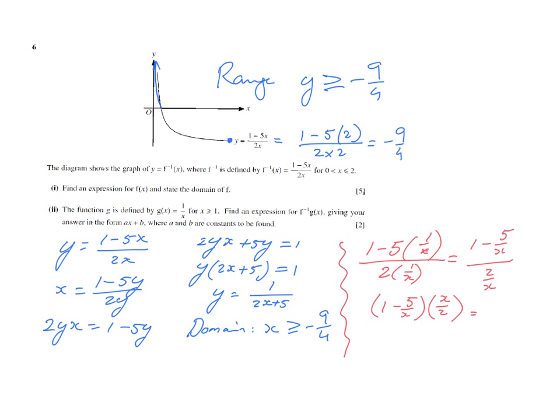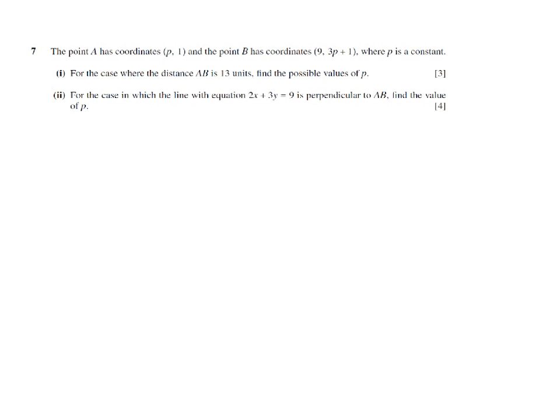There we go. So x over 2 times 1 is x over 2, or a half x if you like, and x over 2 times minus 5 over x is minus 5 over 2, or minus 2.5, whatever you prefer. Excellent. That was that question. Let's move on to question 7.